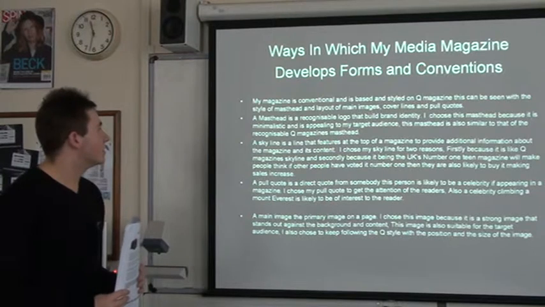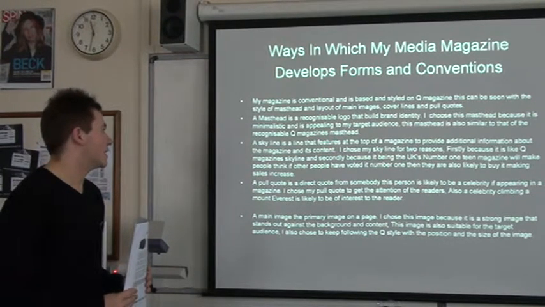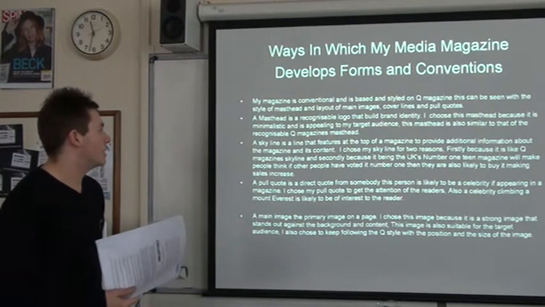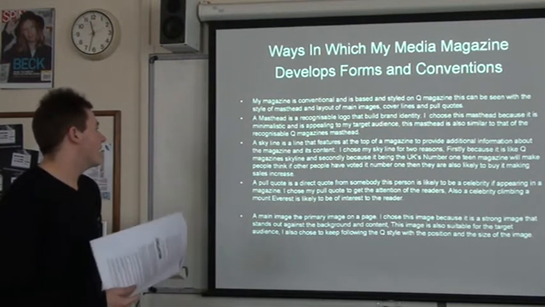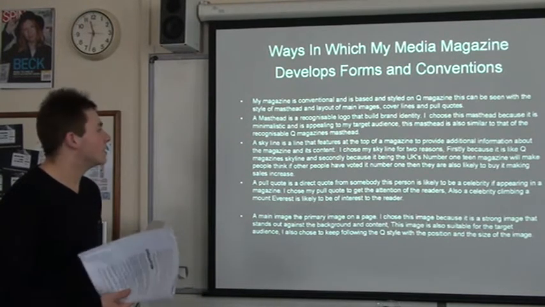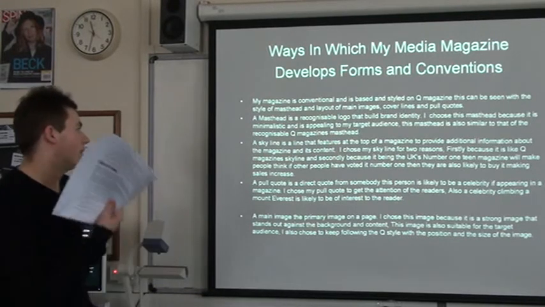A skyline is the feature at the top of the magazine to provide additional information about the magazine and its content. I chose my skyline for two reasons. Firstly, because it is like the Q magazine skyline, and secondly, because it's the UK's #1 teen magazine, it will make people think if other people have voted it to be #1, then this could make them more likely to buy it and increase sales.